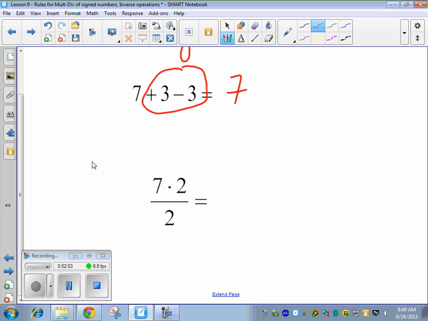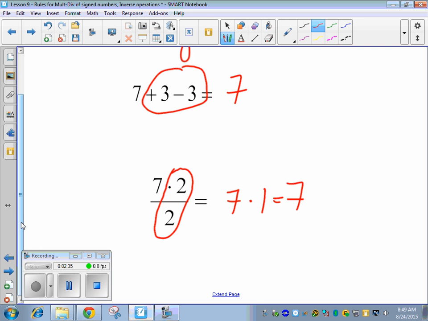Okay, so now we have multiplication and division. So we have 7 times 2 divided by 2. But if we notice right away, times 2 on top and divided by 2 on the bottom, 2 divided by 2 gives us what? 1. So if we do this, we get 7 times 1, which just equals 7. So we sort of have a cancellation thing going again, but with multiplication and division, 2 divided by 2 gives us 1. Anything times 1 is just itself, right?